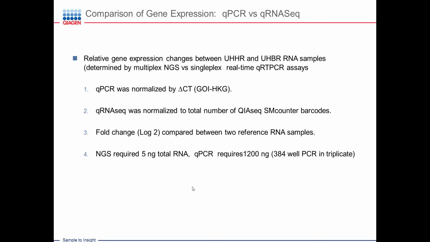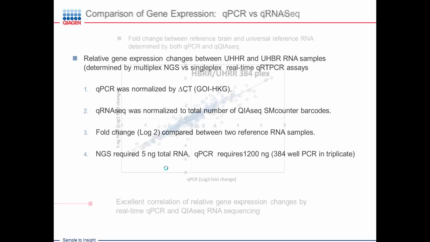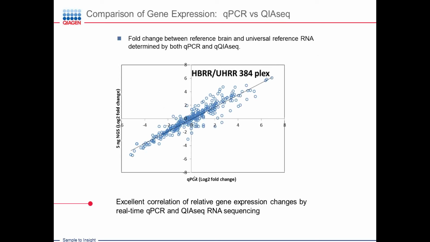And so if you think about it, the NGS required 5 nanograms of total RNA, and the qPCR experiment required 1,200 nanograms. So the qPCR was 3 384-well plates and 1.2 micrograms of RNA, and the NGS was 5 nanograms. So a lot less sample. And in fact, this is just log 2, so it looks a little bit messier, but it's only because it's log 2. Same data. This stuff is for real, and it does work. And it's fairly robust, instrument to instrument, user to user, platform to platform.